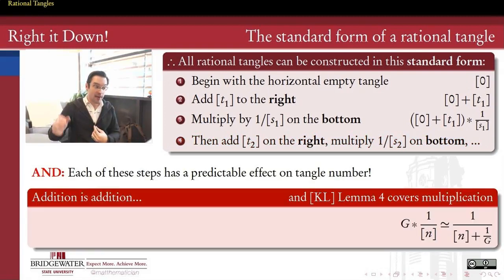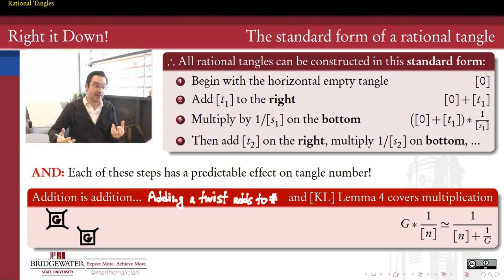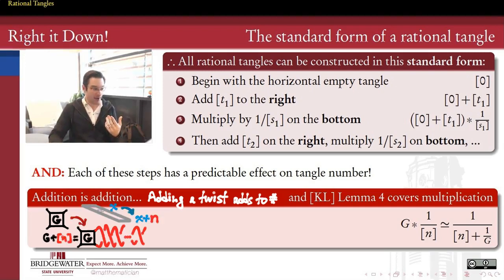And each of those steps has an effect on the tangle number that's predictable. In particular, we know what addition of twists does to our tangle number. We learned that two videos ago, that adding a twist to the right side of a tangle just adds that same number, that same positive integer, to the tangle number. So if I compare a tangle G with that tangle where n more twists have been added on the right side, the tangle number is just going to go up by the rational number n. So that's a very predictable effect.